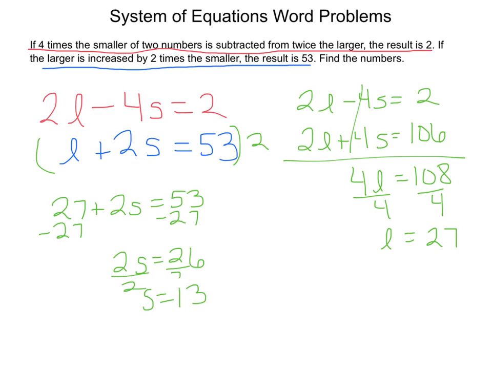So you divide by 2. Alright, and so your two numbers would be 13 and 27. Or you could put 27 and 13, it doesn't matter, it just said to find the numbers.